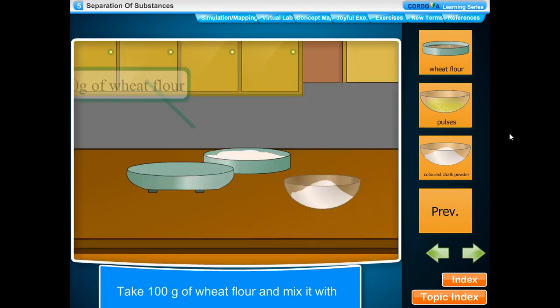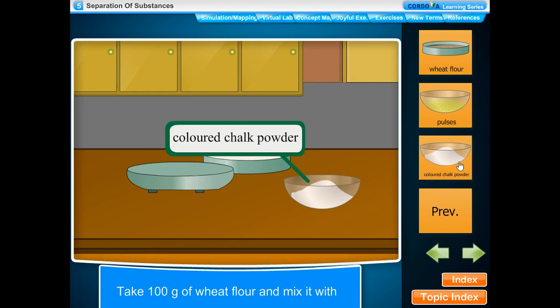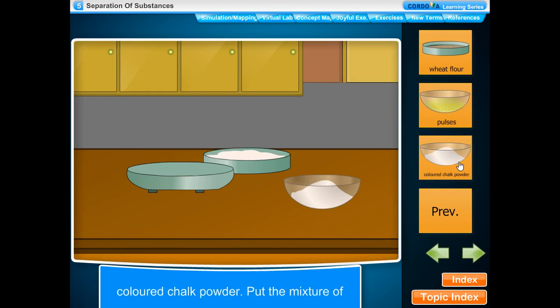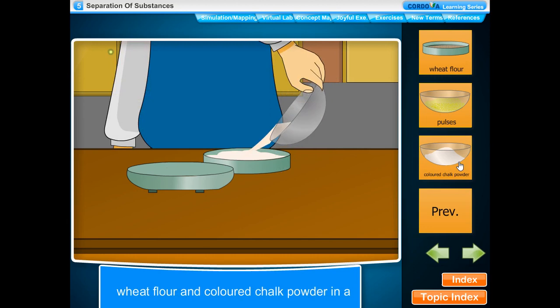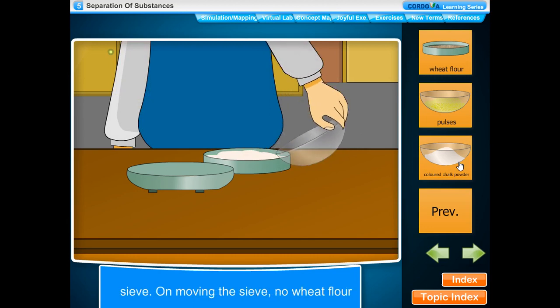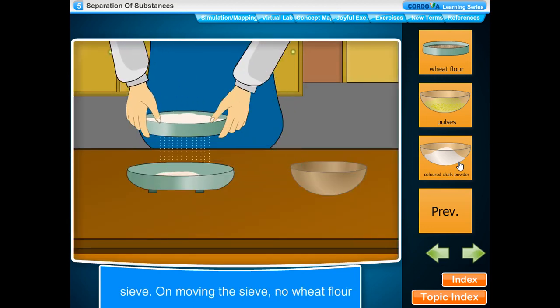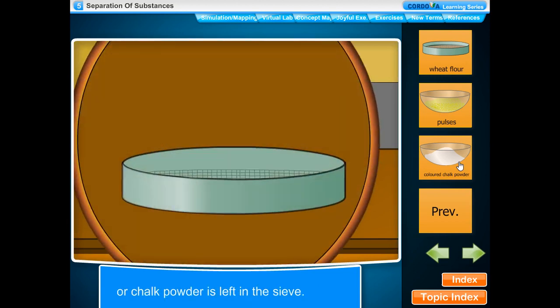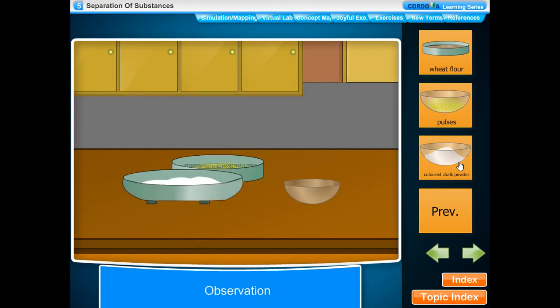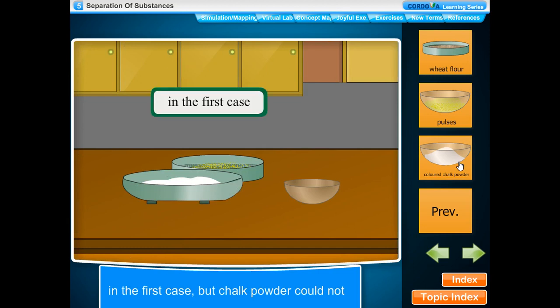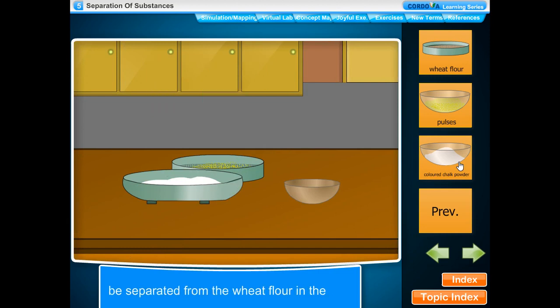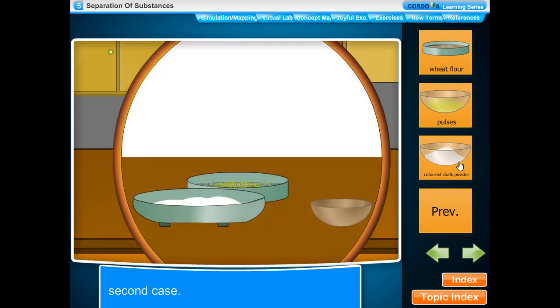Take 100 gram of wheat flour and mix it with colored chalk powder. Put the mixture of wheat flour and colored chalk powder in a sieve. On moving the sieve, no wheat flour or chalk powder is left in the sieve. Pulses were separated from the wheat flour in the first case, but chalk powder could not be separated from the wheat flour in the second case.